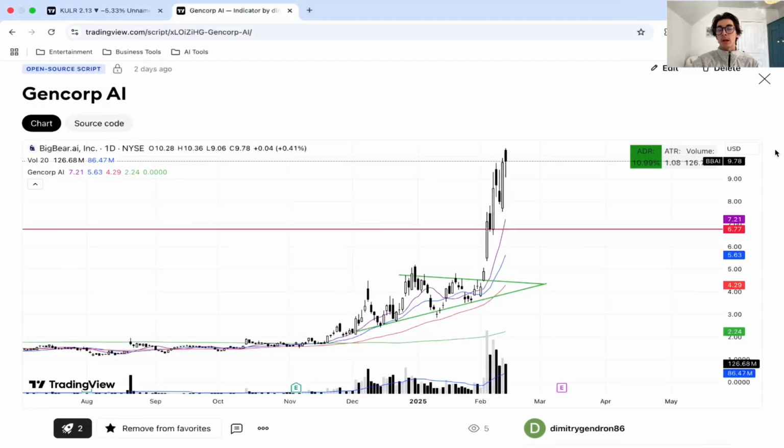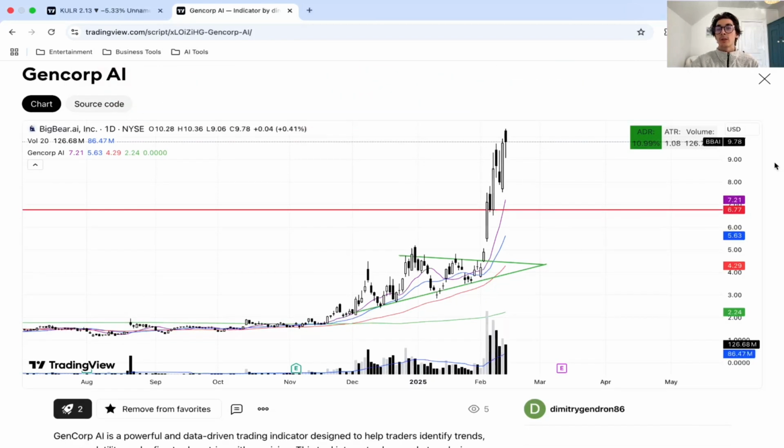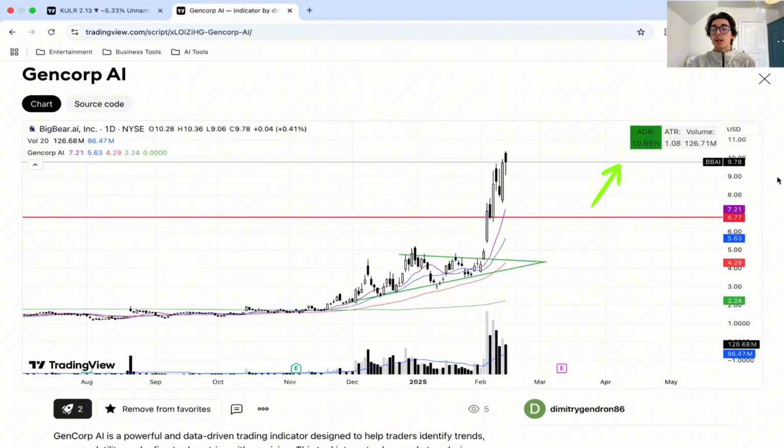Alright, so this is my private indicator. It's invite only, so if you want access to it, I'll link it in the description. Basically, this indicator is extremely simple. It's focused on swing trading. It's a mix of the 10, 20, 50, and 200 SMA, which is simple moving average. It also has ADR percentage and ATR, which basically tell you how much a stock is moving. So this stock right here is moving about 11% per day, which represents a $1.08 move. And lastly, we have the volume, so we can see how much is actually trading in the stock. As I said guys, it's an extremely simple indicator, but in my opinion, this is all you need when it comes to swing trading.